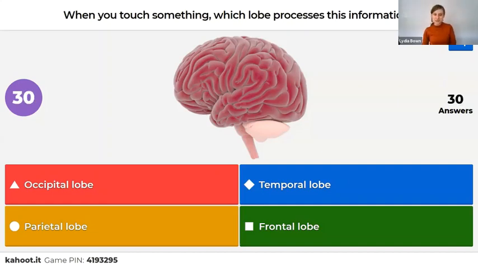So red for occipital lobe, blue for temporal lobe, yellow for parietal lobe, and the green is for the frontal lobe. So which do you think processes information from when you touch something? So when you can feel what it feels like, if it's rough or smooth, which area of the brain is involved in processing that? But yeah, great, really quick answering, guys.